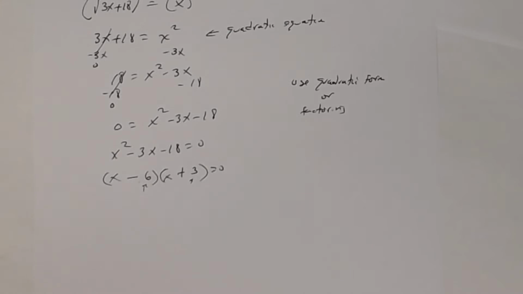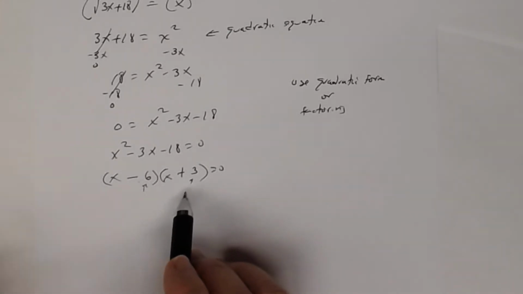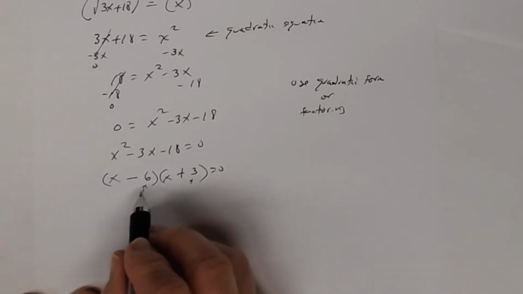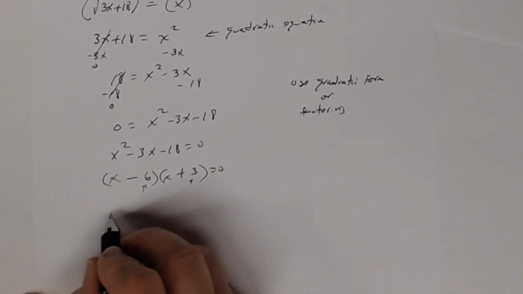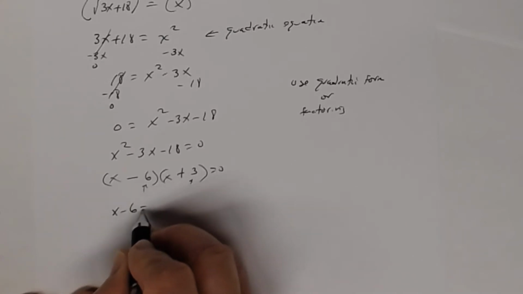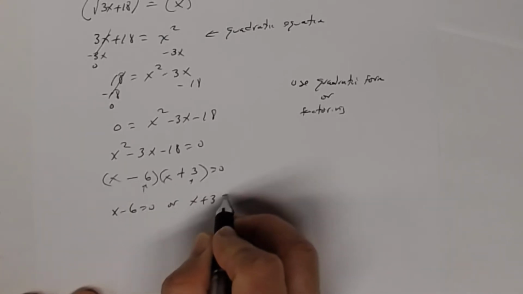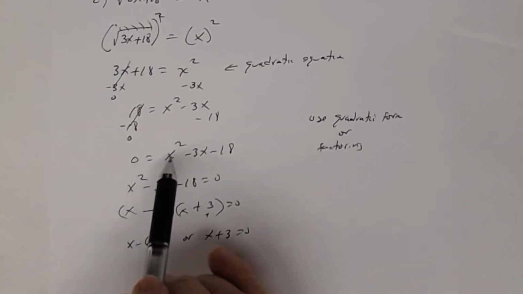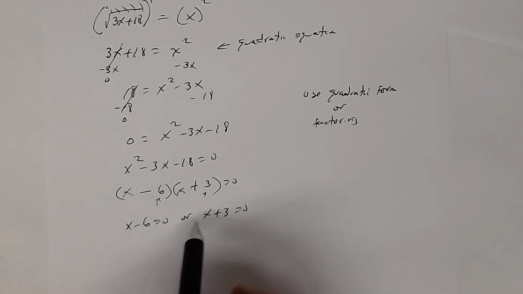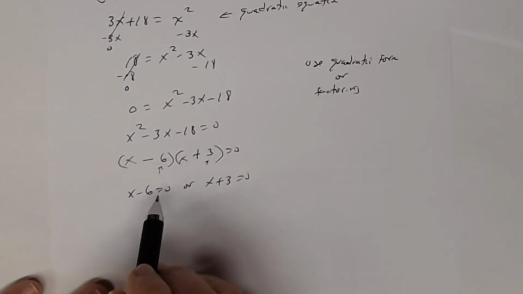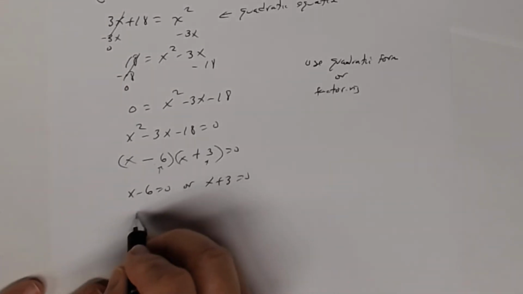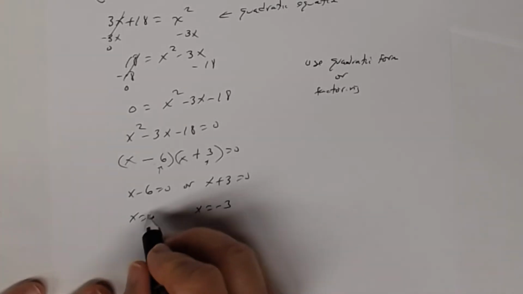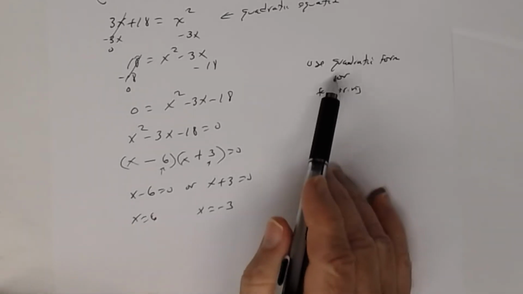Now remember, once you factor, the next step is to use the zero factor property. Meaning that when you have two or more factors whose product is 0, then one of these has to be 0. So we say x minus 6 equals 0 or x plus 3 equals 0. Notice I went from a square root equation to a quadratic equation to two linear equations, and all I do is solve for x here. So x equals 6, x equals negative 3. Okay? Now, before we go any further, let's do the one with the quadratic formula.